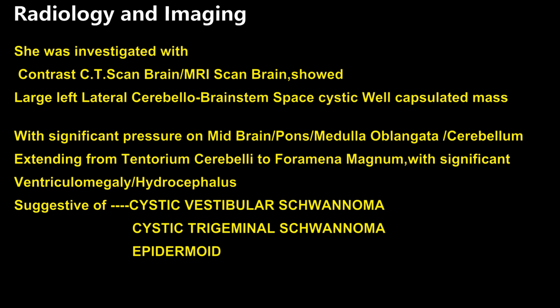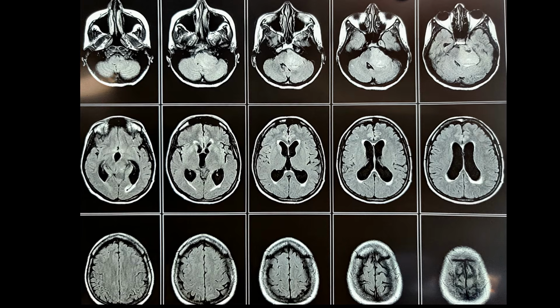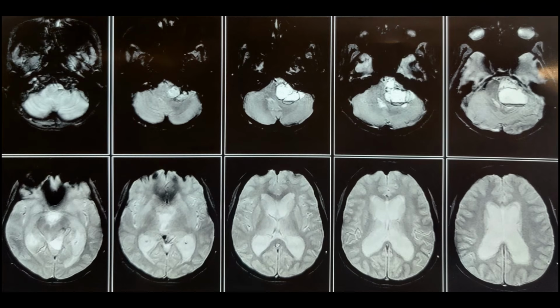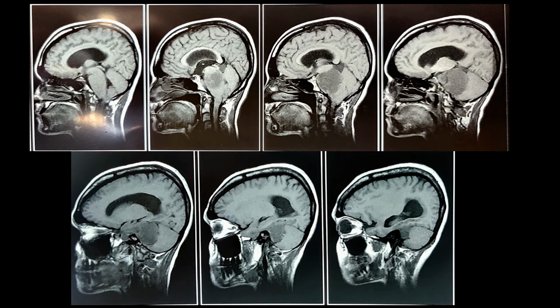with gait ataxia. With this, she was investigated with contrast CT scan brain and MRI scan brain, which showed a large left cerebellobrainstem space lesion with a large cystic component with significant pressure on the brainstem, midbrain, pons, medulla, and cerebellum, with mild to moderate ventriculomegaly as shown in these images.